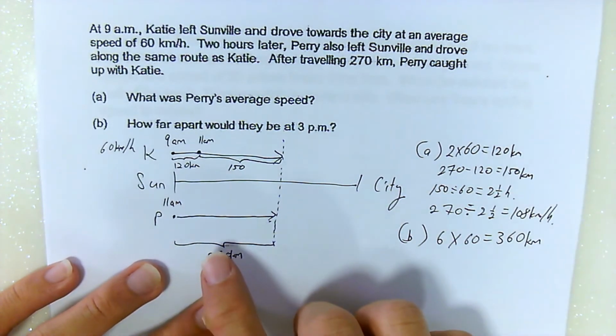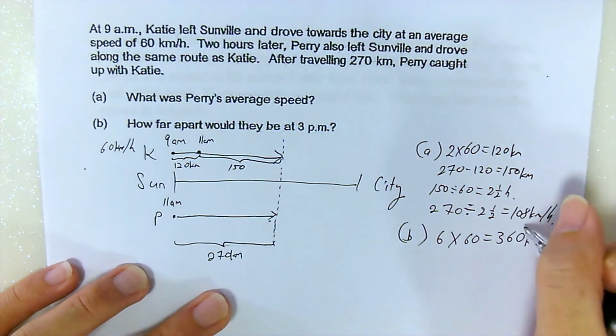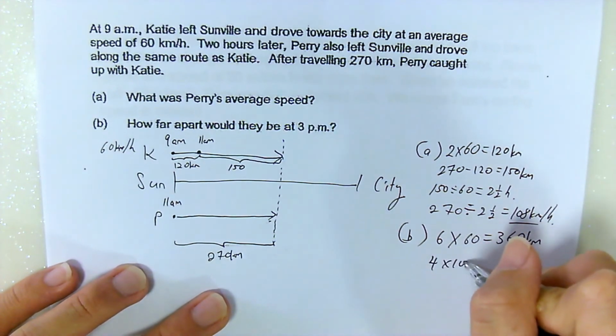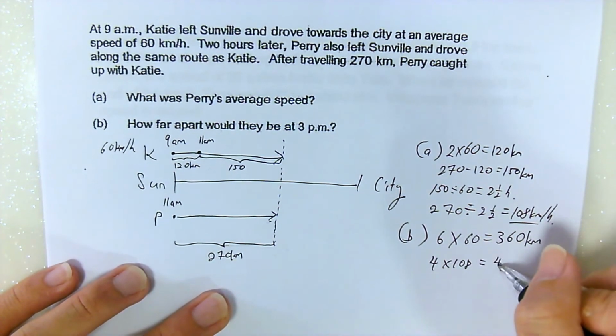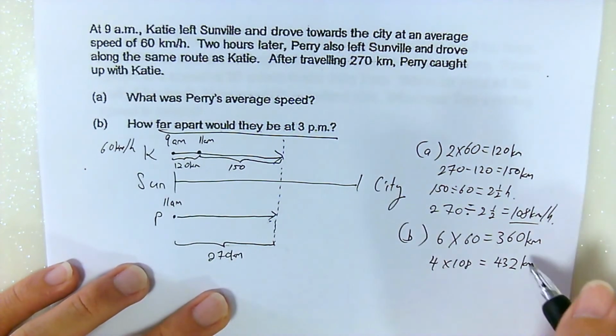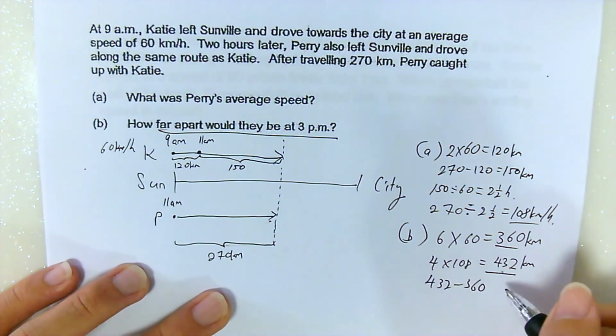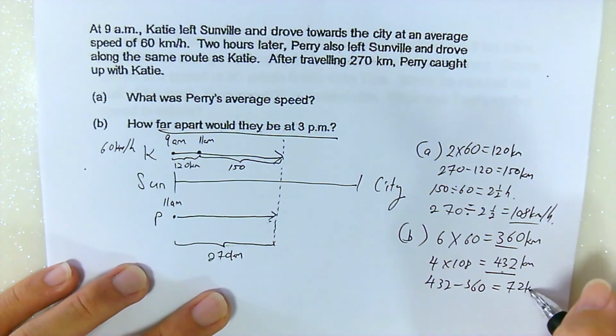Okay, and then Perry started from 11 a.m. all the way to 3 p.m. That will be 4 hours, right? 4 hours at this speed, so it's 4 hours times 108. So that will give us 432. Okay, so how far apart would they be at 3 p.m.? Very simple, just take this minus this. So 432 minus 360, and then that will give us 72 km.